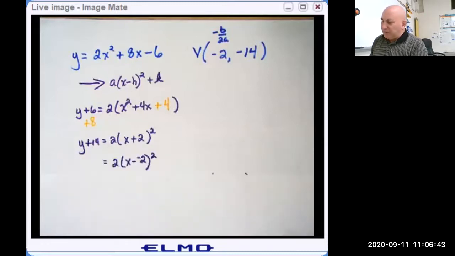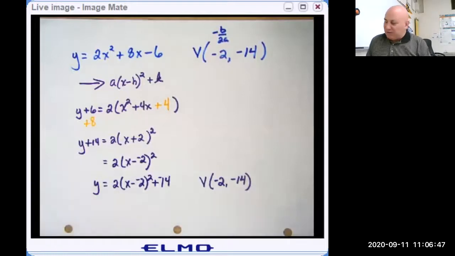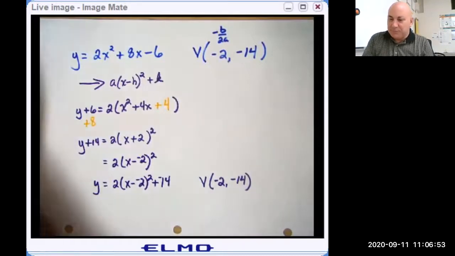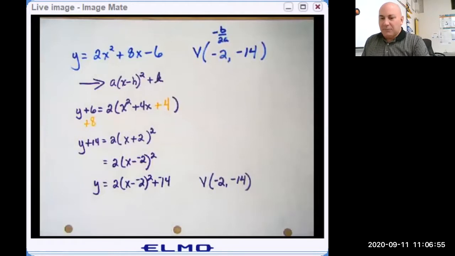Subtract the 14 from both sides, and you can see that we do in fact get the same vertex, negative 2, negative 14. I expect that by this time in your math education, you should be able to follow this, and in fact should be able to do this.